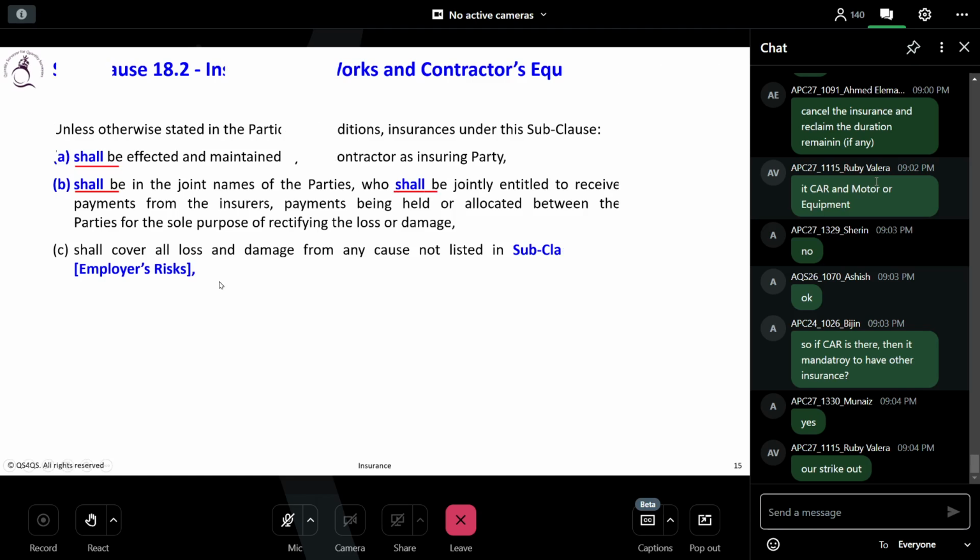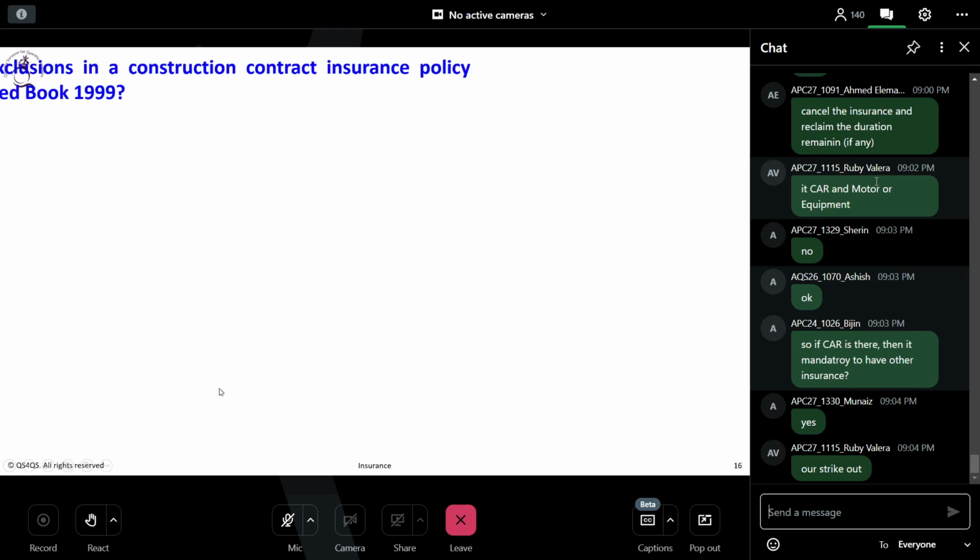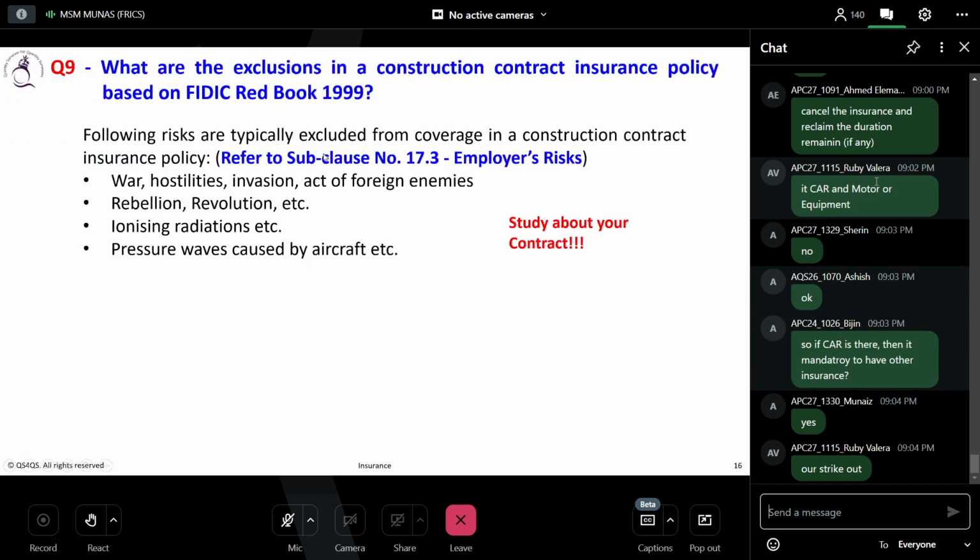Okay, subclause C says it shall cover all loss or damage from causes not listed in subclause 17.3, employer's risks. So if you go to 17.3, that's what we are going to see here. What are the exclusions in the construction contract insurance policy based on the FIDIC 1999 Red Book? Now look, 17.3. All of you go to 17.3. There's employer's risk mentioned.